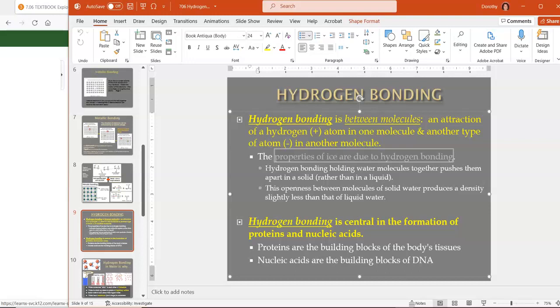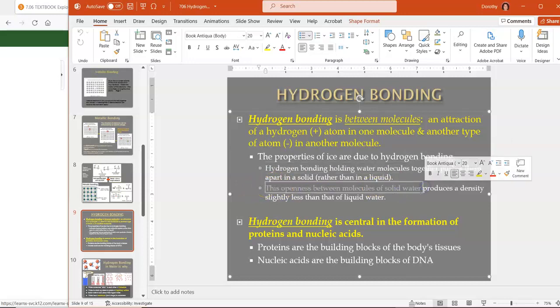Normally, we think that the solids are more dense than liquids, but that's not true with ice. And the reason is because the hydrogen bonding causes the water molecules in a solid form to be spaced out a little farther than liquid molecules. And that openness between the solid molecules is what reduces the density. They're more spread out, that's all it is.